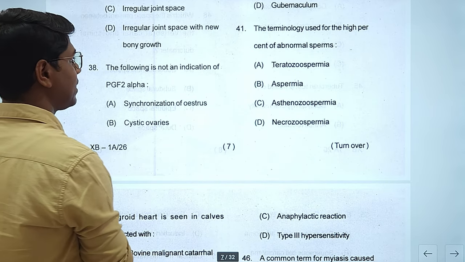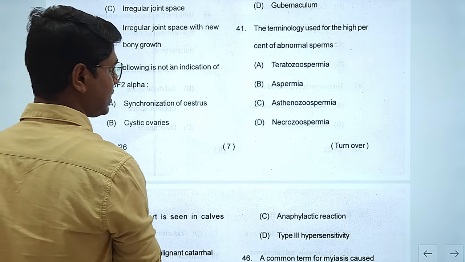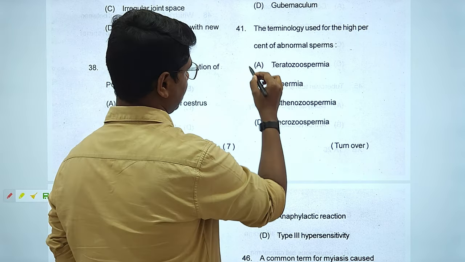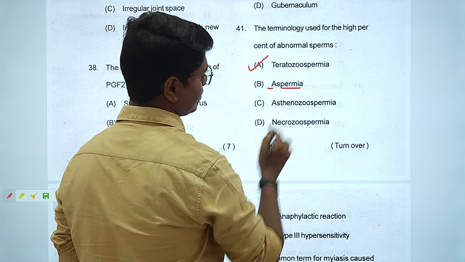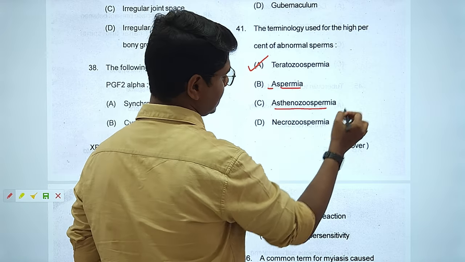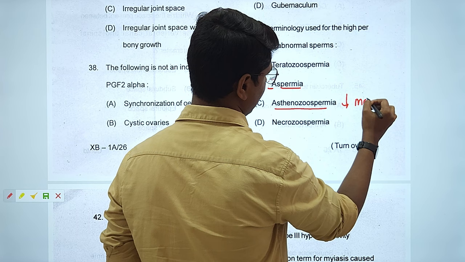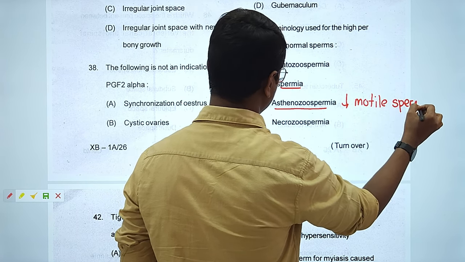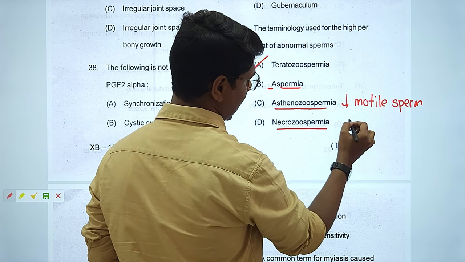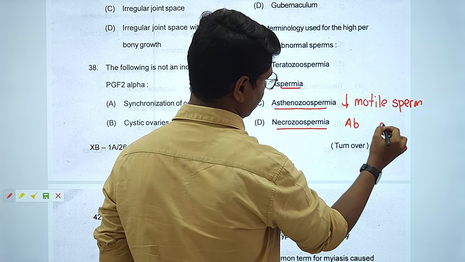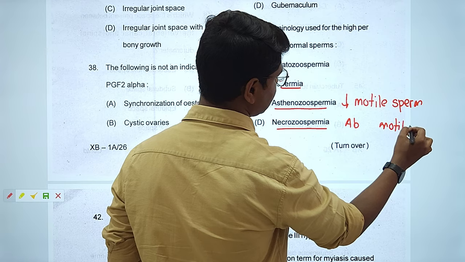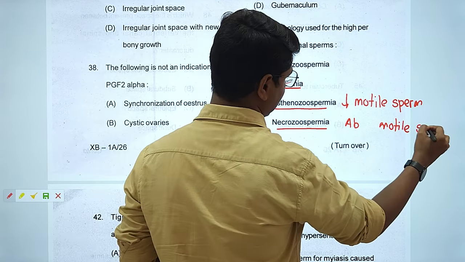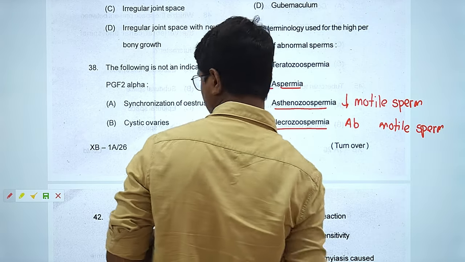The terminology used for a high percentage of abnormal sperm is teratozoospermia. Aspermia is absence of sperm. Asthenozoospermia means reduction in motile sperm. Necrozoospermia means absence of motile sperm. The sperm will be alive, but they won't be motile. That is necrozoospermia.